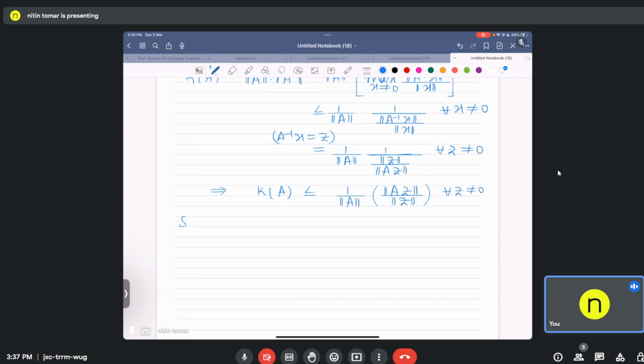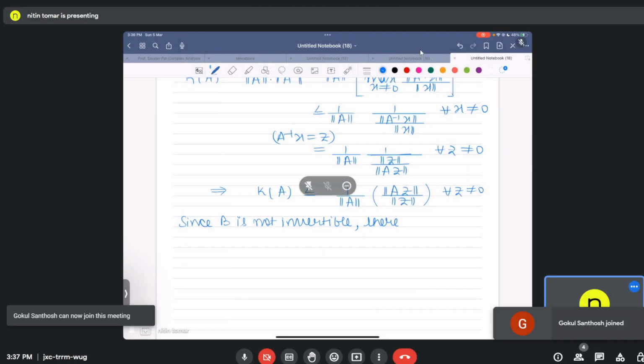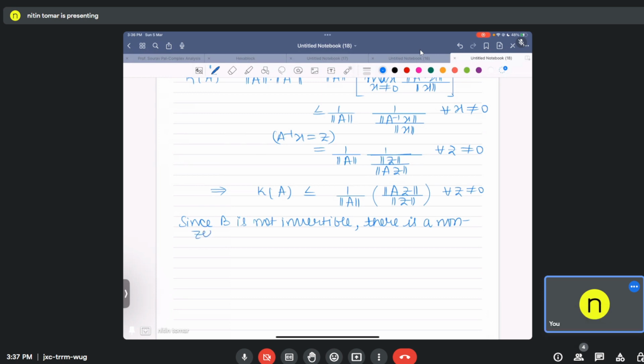Now see, what is the hypothesis? That B is not invertible. Am I correct? Yes, sir. So can I say that there is a non-zero z in Rn such that Bz is 0? Can I say this? Yes, sir.